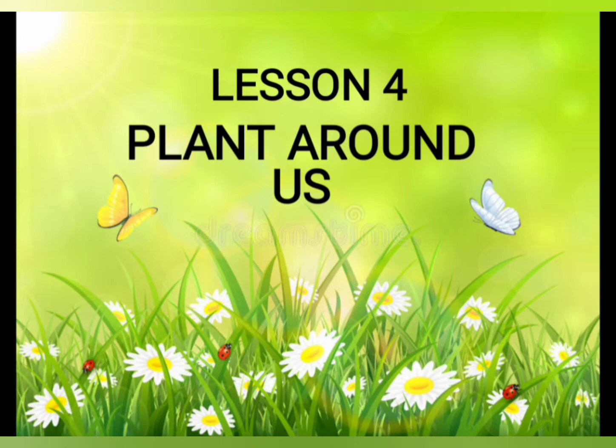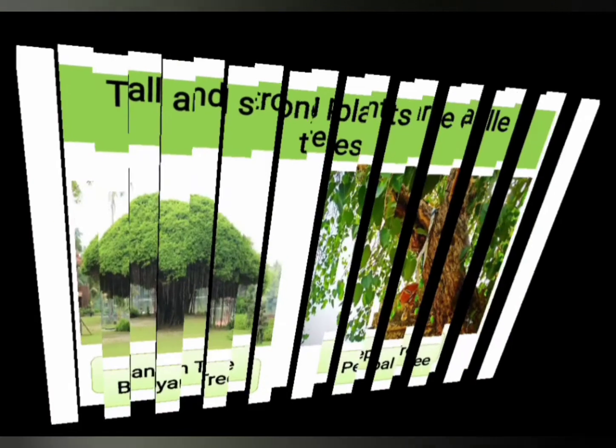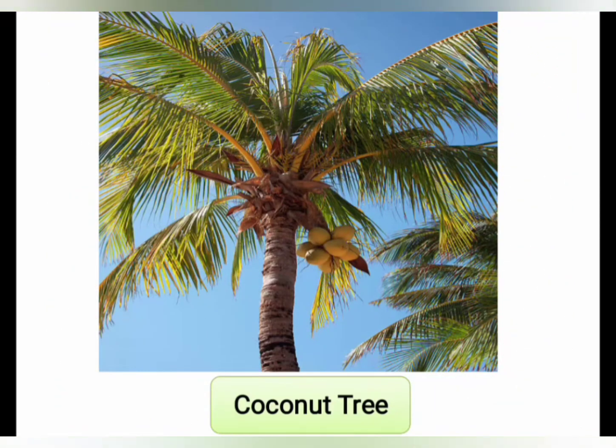We see many kinds of plants around us. Plants are of different shapes and sizes. Some are very big in size and some are small. Tall and strong plants are called trees. See here, children: banyan tree, peepal tree, coconut tree. All these are trees.